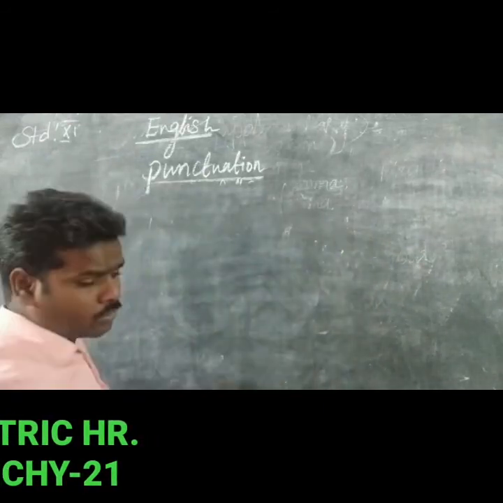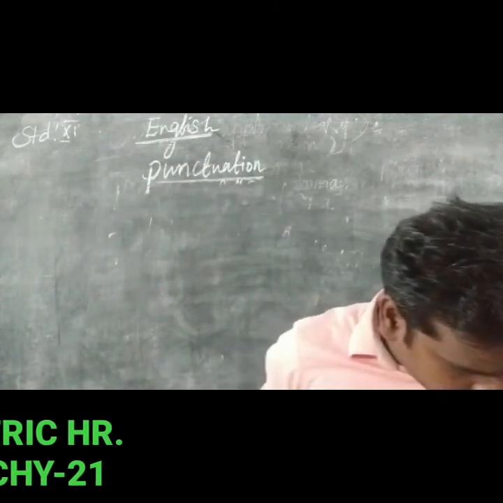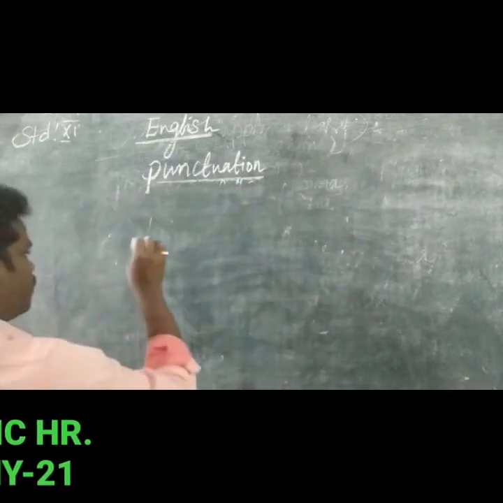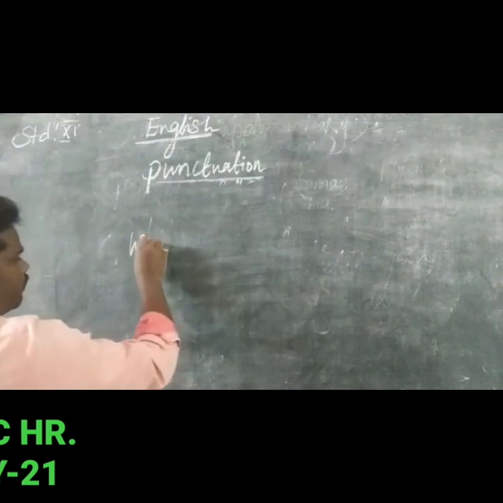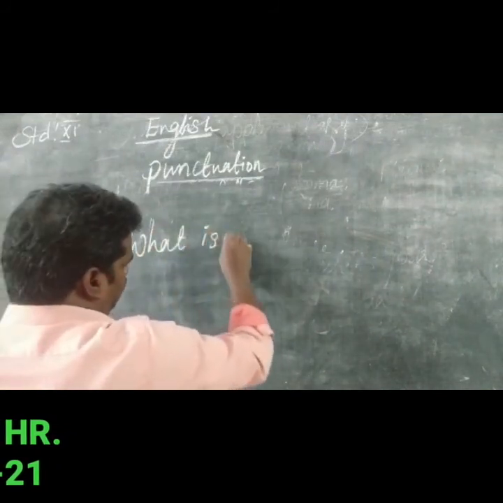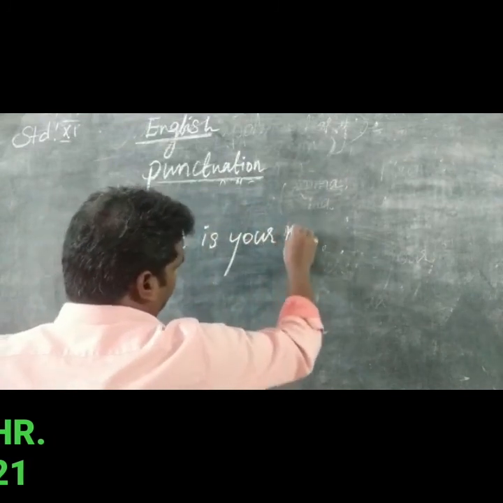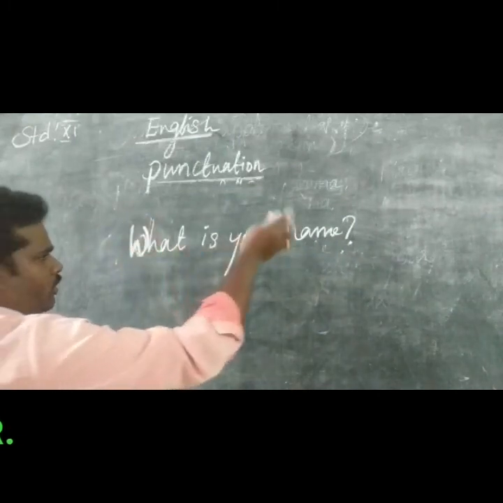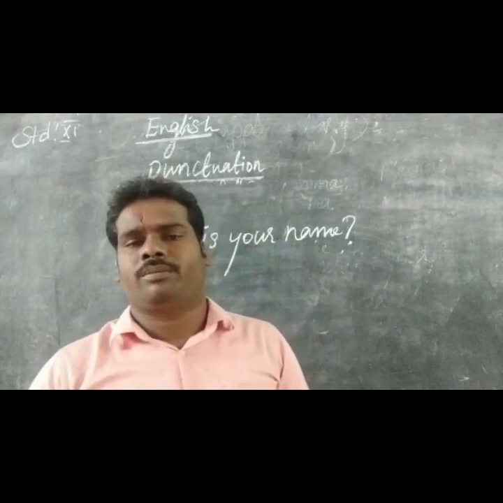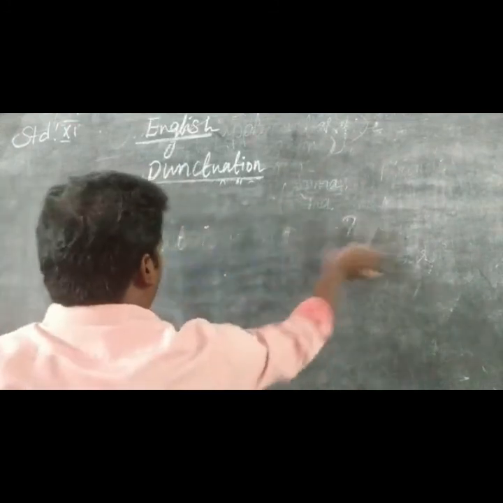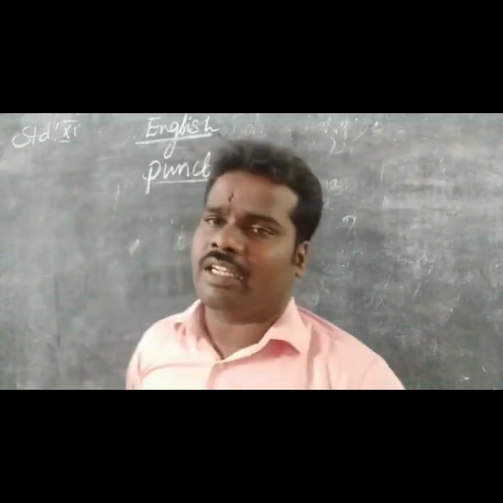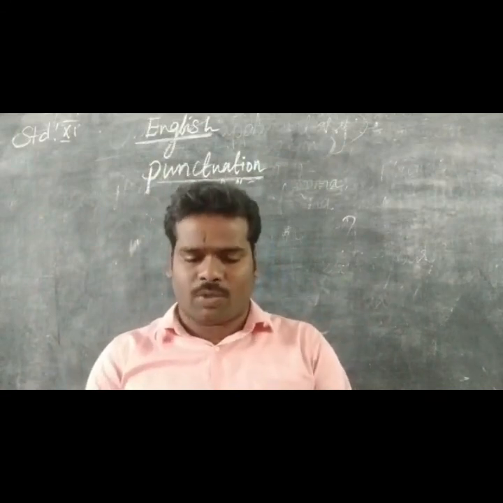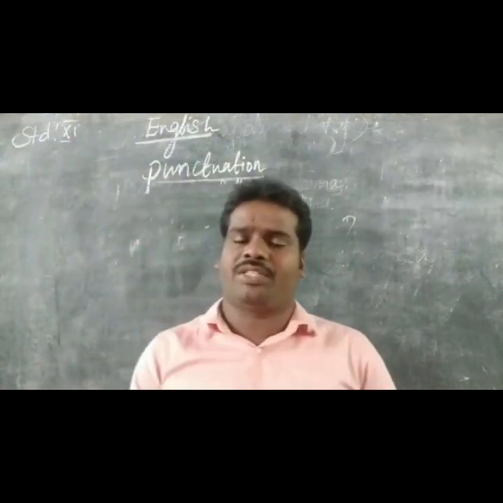Next, question mark. With a question mark, I can ask a question. What is your name? So a question, that is interrogative. What is your name? That's all. Capital at the beginning. What is your address? Where do you come from? So we can ask everything. This is punctuation. Students, this is very simple. We can easily identify that punctuation. Question marks are very important. I hope you all understood punctuation. Thank you, students.